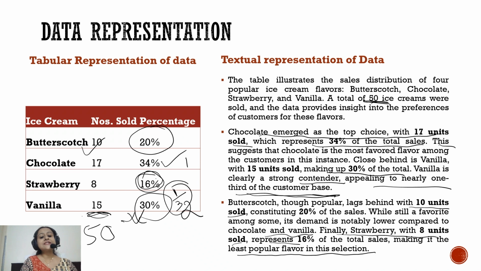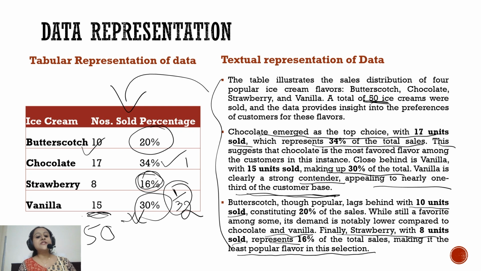So you can see the same data. There is no additional information in the textual representation. The same tabular data is expressed in textual representation, right? And even given this textual information, you can also write down this table. You can also put the numerical information from this text into tabular format as well.